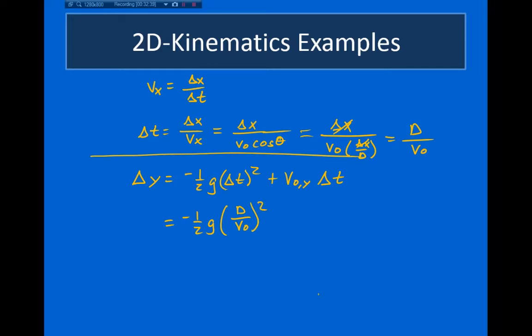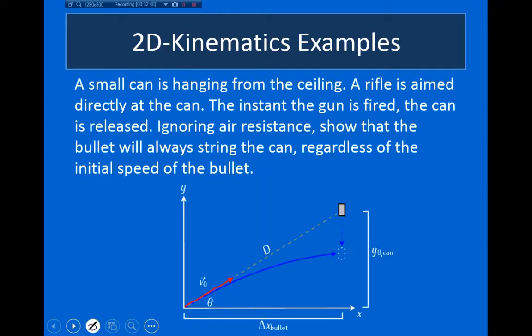Actually, before I continue, I should point out this equation right here should actually make a lot of sense. This delta t is equal to d over v naught. Because remember, I said at the beginning that the motion in the x direction and the y direction completely decouple.